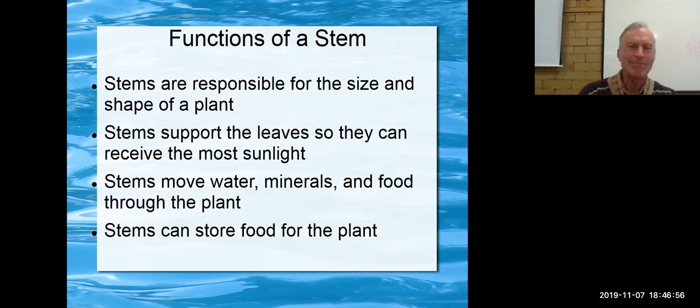Functions of a stem. Stems are responsible for the size and shape of a plant. Stems support the leaves so they can receive the most sunlight. Stems move water, minerals, and food throughout the plant. And stems can store food for the plant. So food can get stored in the roots, and sometimes food gets stored in the stems.